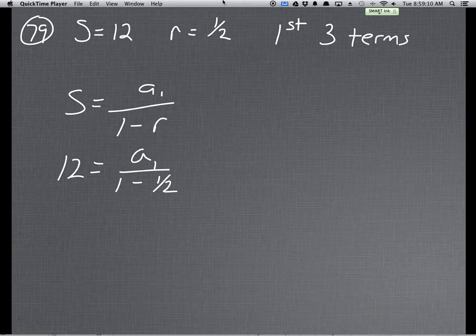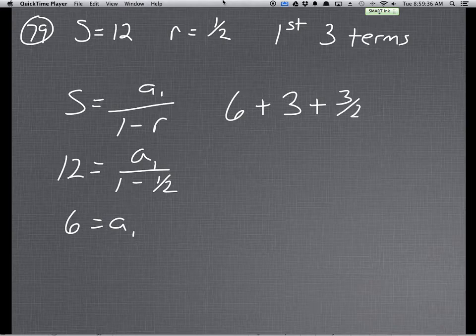So on the bottom here, what is 1 minus 1/2? 1/2. What do I want to do with the 1/2? Multiply it. So what's 12 times 1/2? 6. So we have figured out that a sub 1 is 6. I want the first three terms. So 6 is the first one, and then can't you just multiply it by half? Multiply it by 1/2. So that means 3 is the second one. And that means the third one is 3/2.